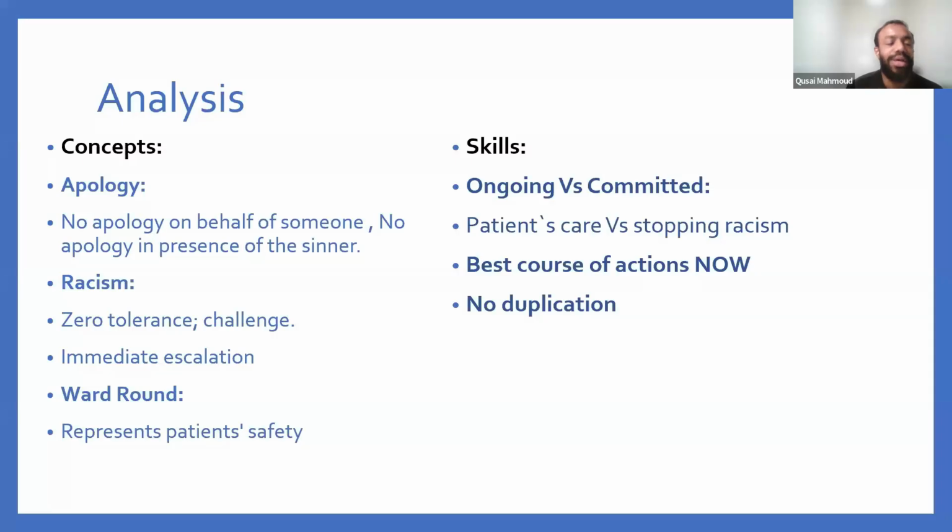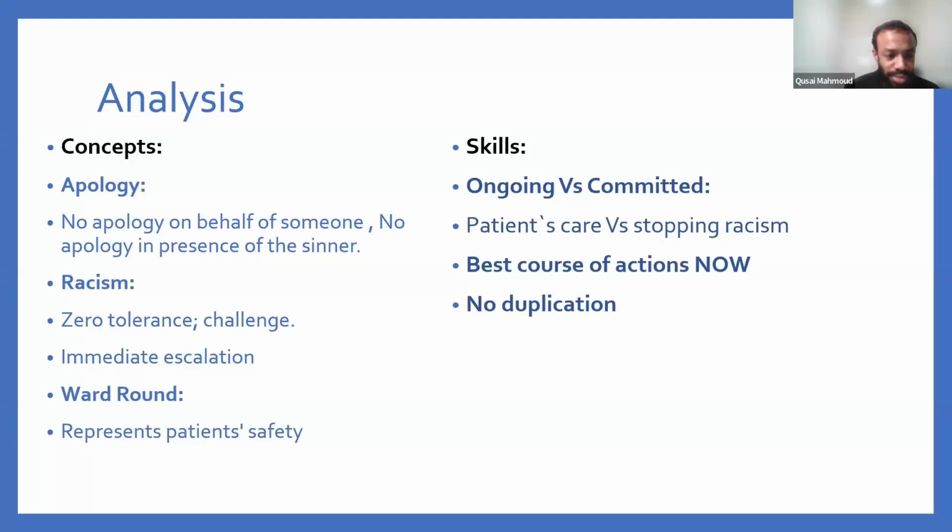So the analysis, concepts versus skills. The concept here, the apology. No apology on behalf of someone, and no apology in presence of the sinner. If he did the mistake and he's still there, I can never ever apologize. That's number one. I should learn this way. Racism, you have to apply zero tolerance and you have to challenge. And you have to immediately escalate. Why? Because it's racism. You are okay to approach him privately or to challenge him directly according to the situation. And at the same time, you can escalate. You can communicate with him and escalate at the same time because it's racism.